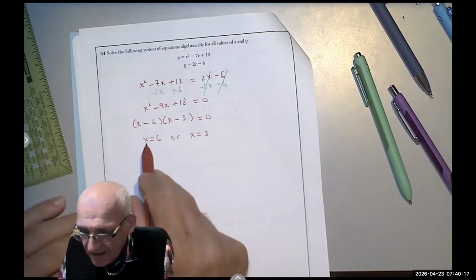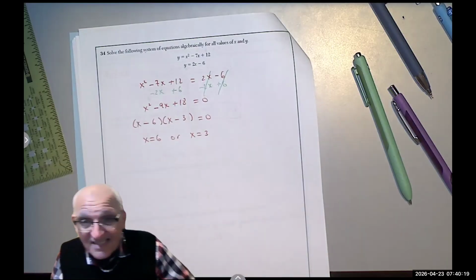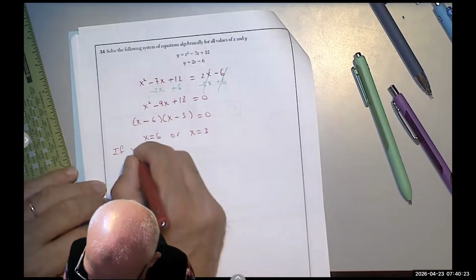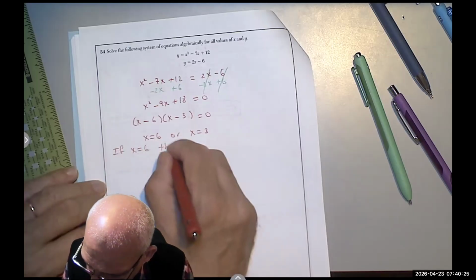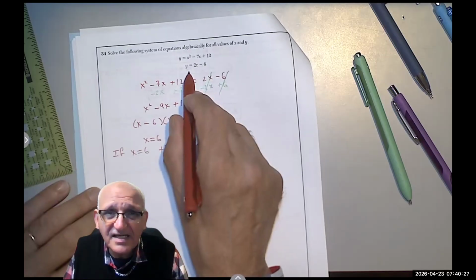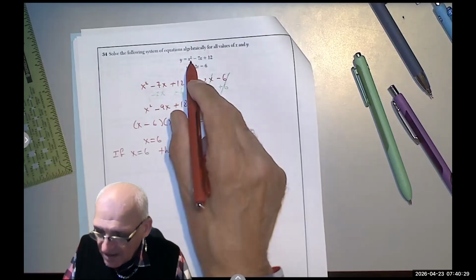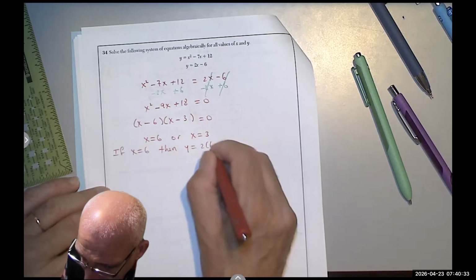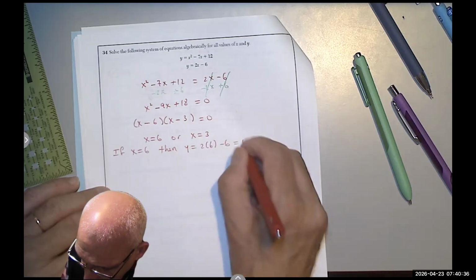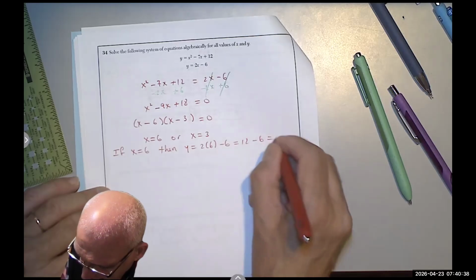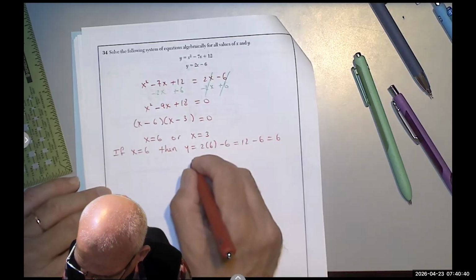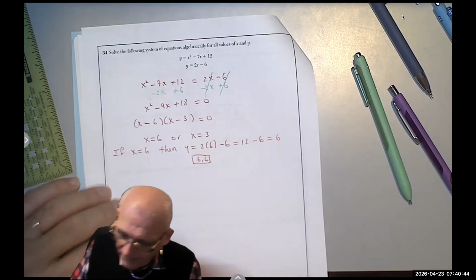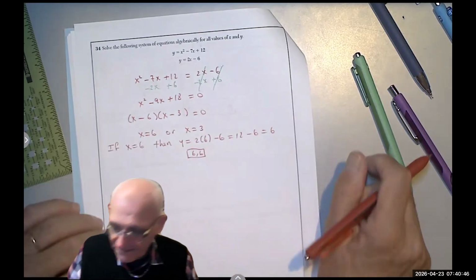Now, notice, we want to solve the system for both values. If x equals 6, then it's easier to substitute in the second equation. Why do I not use the square one? So y equals 2 times 6 minus 6, equals 12 minus 6, equals 6. So the first point is 6 and 6. That's the first answer.